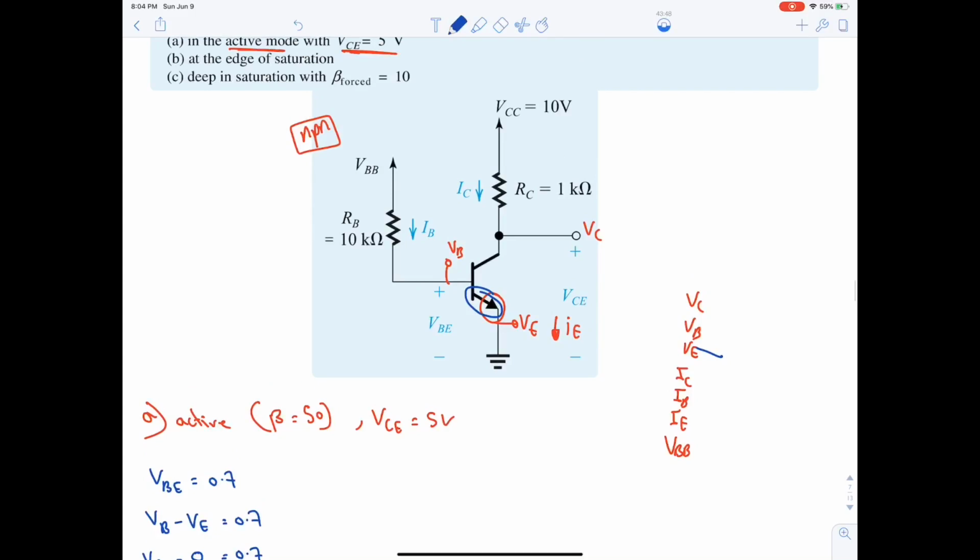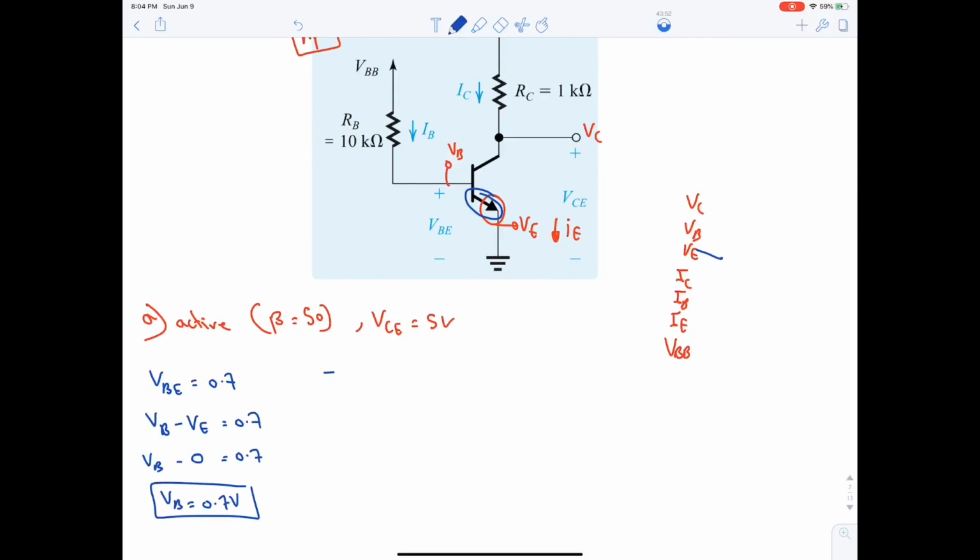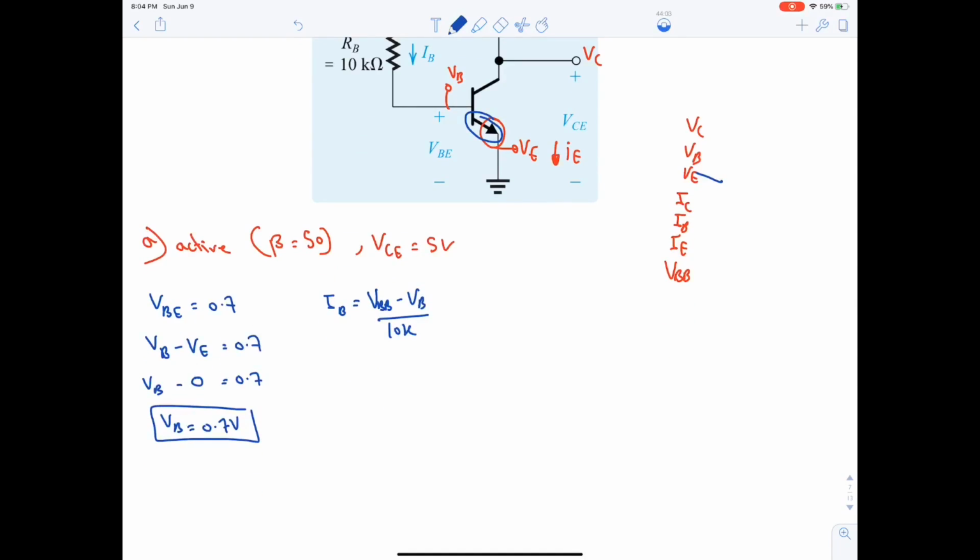Next step is to do what? To find IB. IB, let's find it through Ohm's law. We will say that VBB minus VB divided by 10K. Now VB is 0.7. VBB is unknown. And IB is still unknown. So we cannot solve it. We have to think of another way.